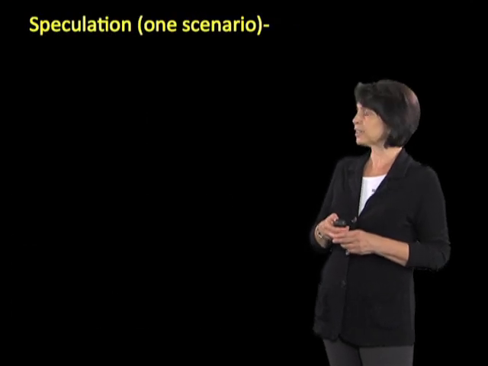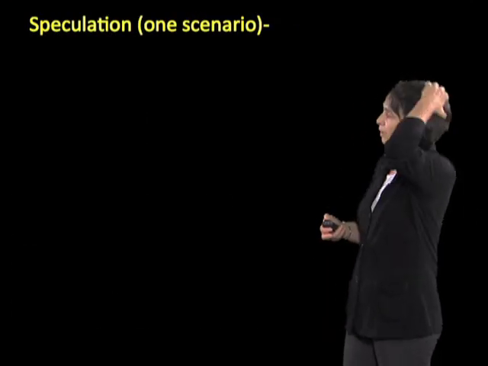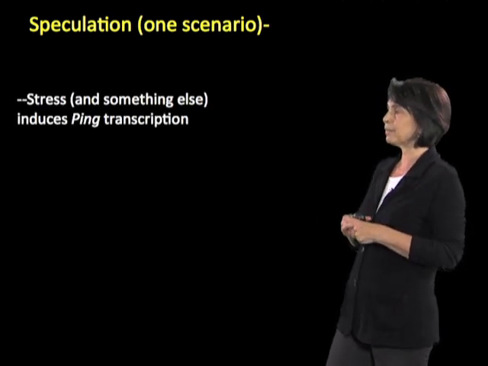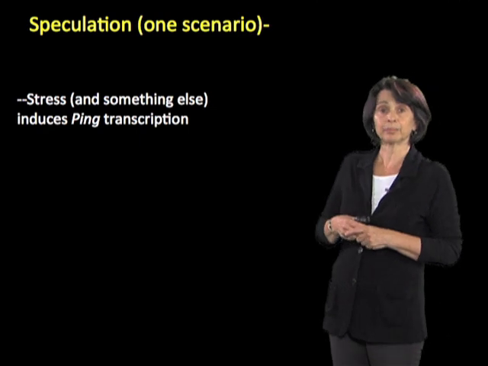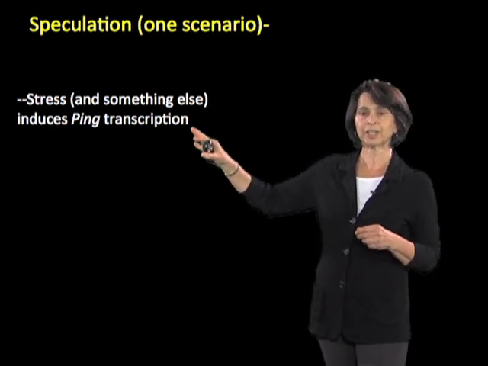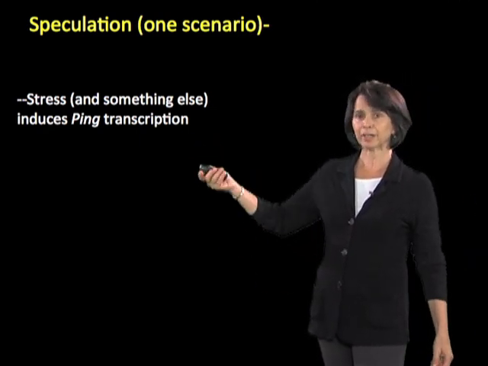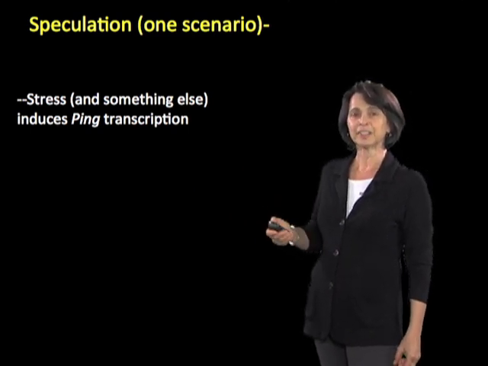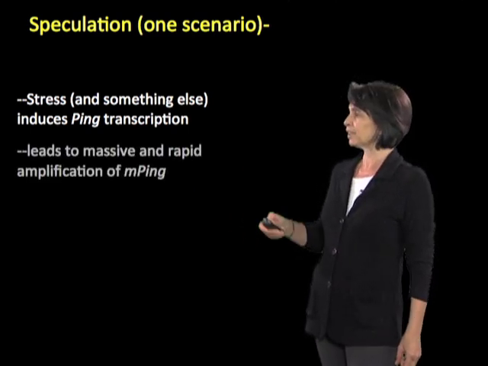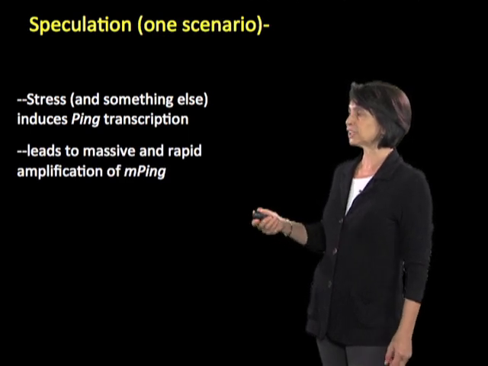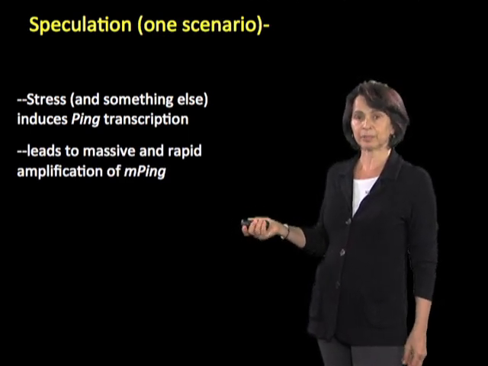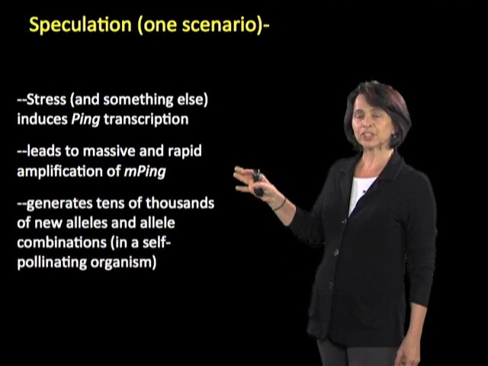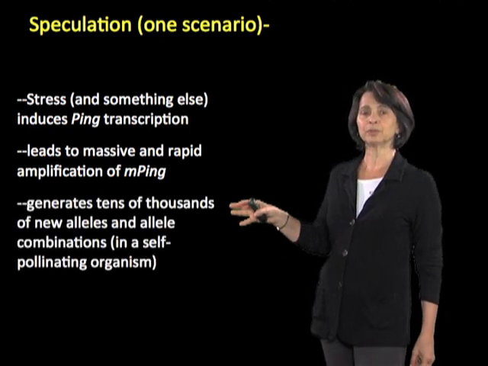So I want to speculate a little bit and tell you about how we fit Emping into this model, that somehow stress could have induced Ping. Ping is the autonomous element. And again, this is a black box. We do not know. We weren't there when this happened. We came upon the strain, or our Japanese collaborators came upon the strain, when it was already active. This leads to the massive and rapid amplification of Emping. We're seeing it's still in progress. This generates tens of thousands of new alleles.